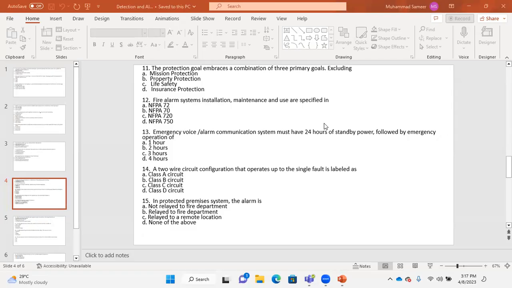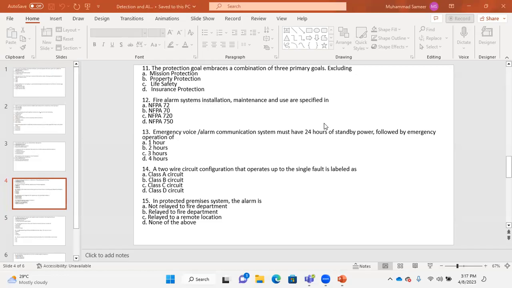You'll find this answer in detection and alarm, section 14, chapter 1. We discussed this information at the start of the lecture. If you remember, we discussed the conventional systems and addressable systems, right?